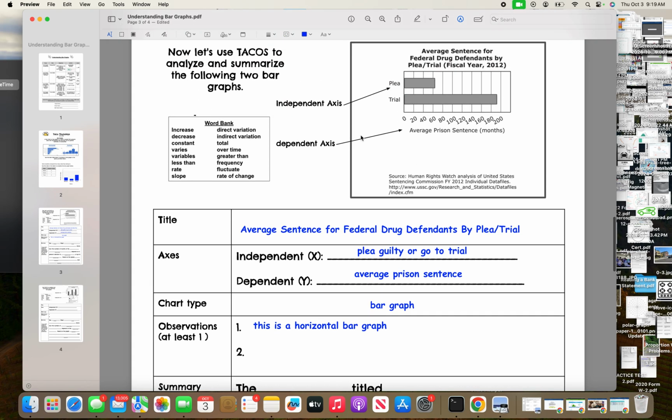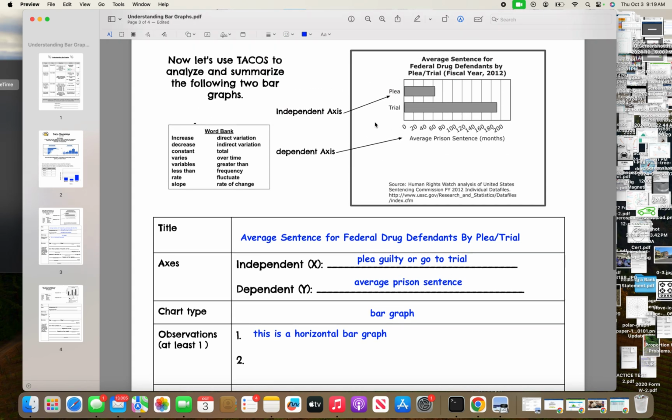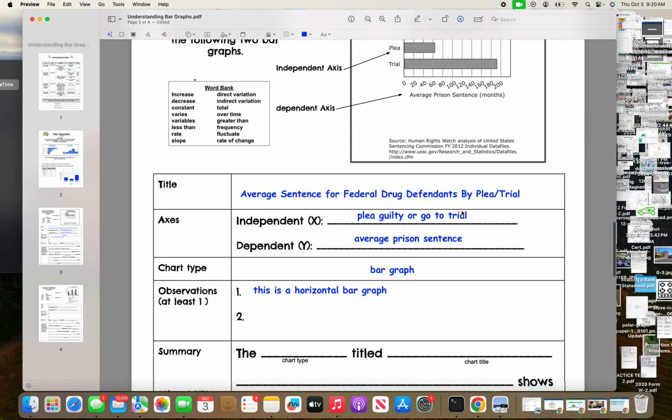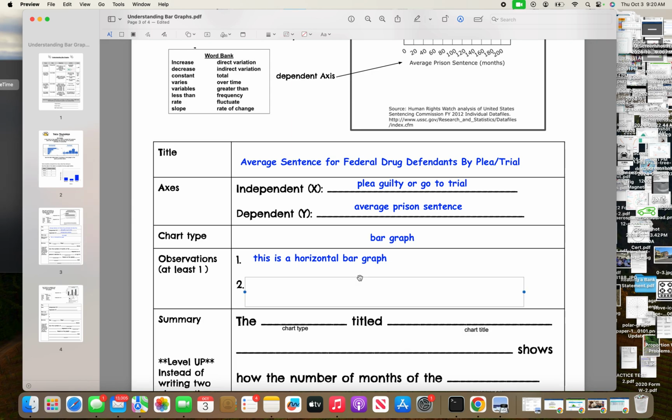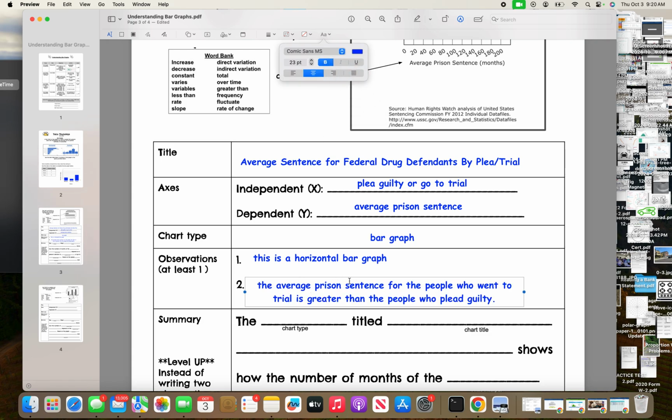All right, now let's make an observation. Well, we're talking about pleading guilty or going to trial. Which one served more time in prison? Those who went to trial or those who pled guilty? The trial. Those who went to trial spent more time in jail. All right, that's one of the things that we definitely want to observe from this graph. The average prison sentence for the people who went to trial is greater than, using our vocabulary words, greater than the people who pled guilty.